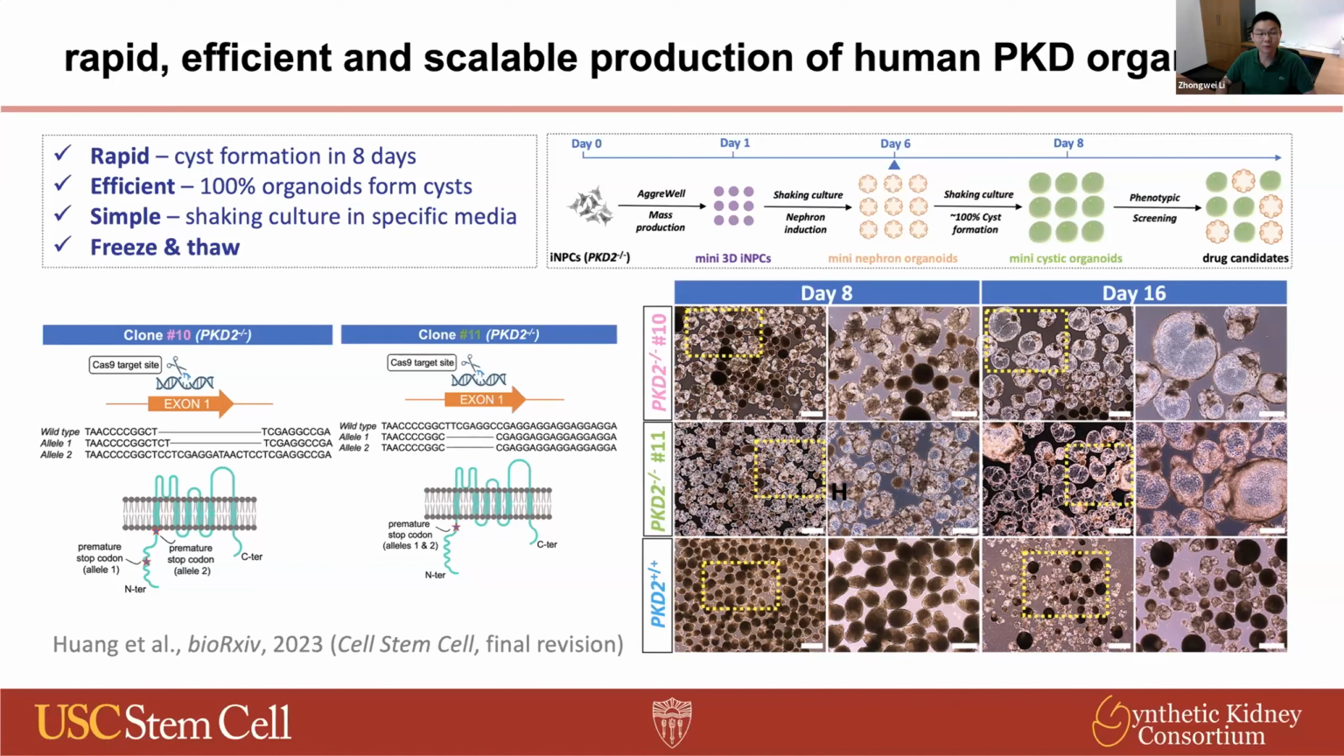And the protocol is very simple. We just aggregate them and then use two different media to drive the differentiation, and the cysts form in 100% of the organoids. Importantly, those organoids can be frozen and thawed, which allows us to deliver the organoid resources to researchers who have no access to organoid techniques, so that we can maximize the potential of using organoids in the whole PKD research community.